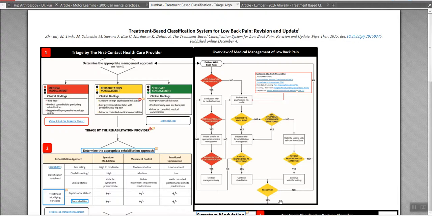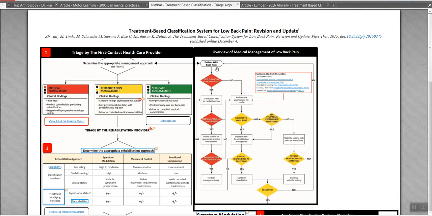And so what I've attempted to do here is summarize the entirety of that workflow into a single PDF document. The purpose of this video is to walk you through that process. So you can see that it starts with number 1, where it says triage by the first contact healthcare provider. And the authors denote that you should see figure 3, so I've put figure 3 off to the side here.